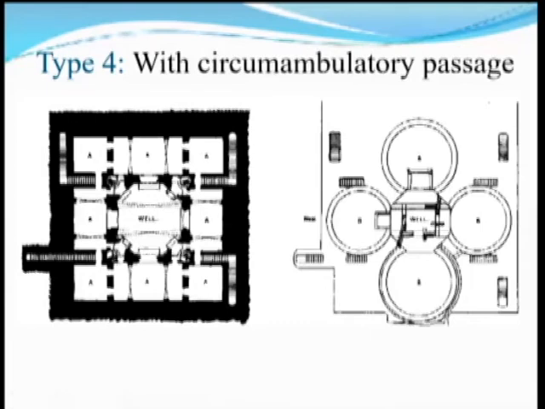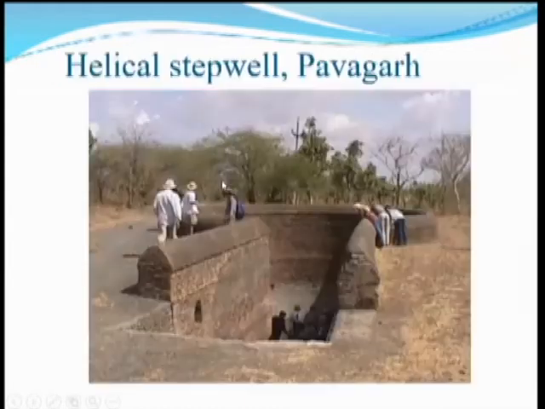And then the fourth category is when the steps are going down to the water level from four directions, like this, and like this. And this is not exactly circumambulatory because the flight of steps is here, unless there is a construction like this underground. But normally the steps are going down to the water level from four sides.